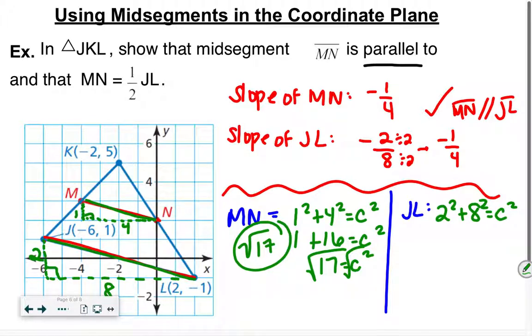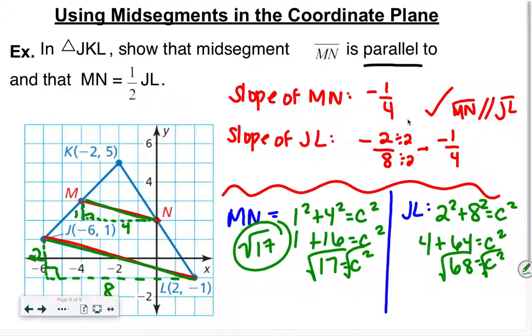2 squared is 4. 8 squared is 64. Very good. 64 plus 4 is 68. Okay, square root that. Now, it's going to take a little bit of a review here.